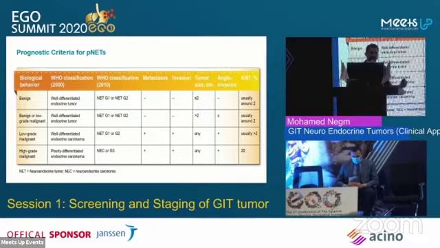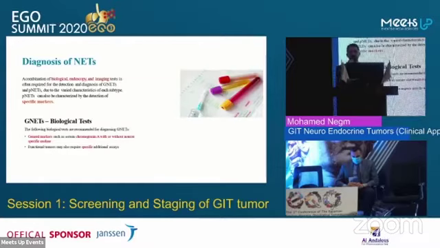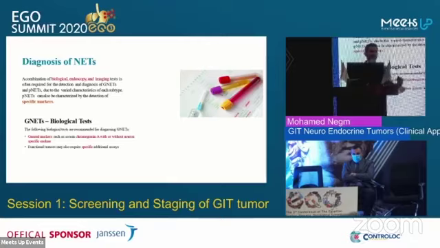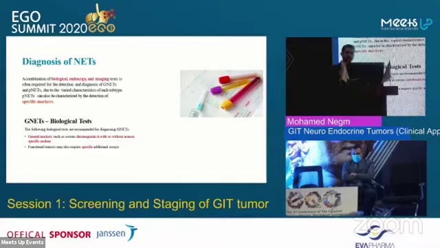Based on this classification, we have to propose an algorithm for diagnosis. Diagnosis of neuroendocrine tumors is not always easy, and it has more than one modality that we have to combine together to achieve this diagnosis, especially if it is non-symptomatic or asymptomatic. Okay? So it is biological, endoscopic, imaging, etc.